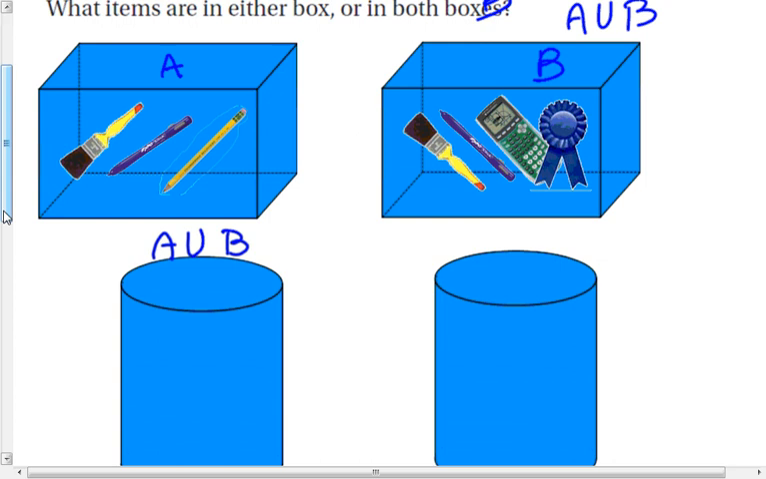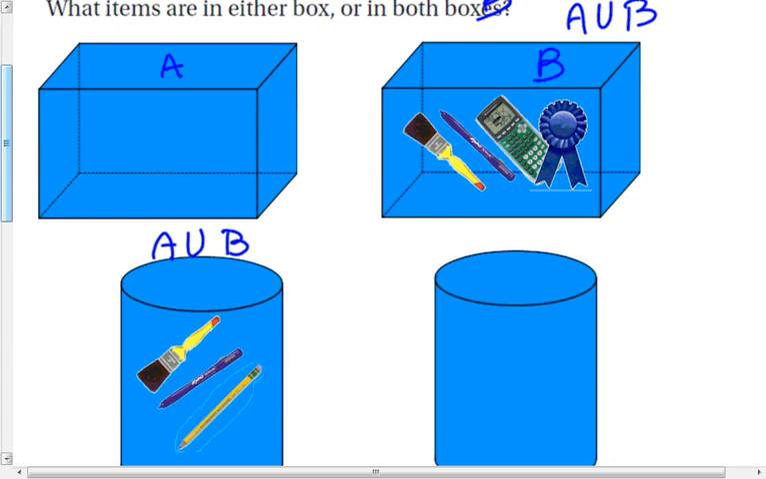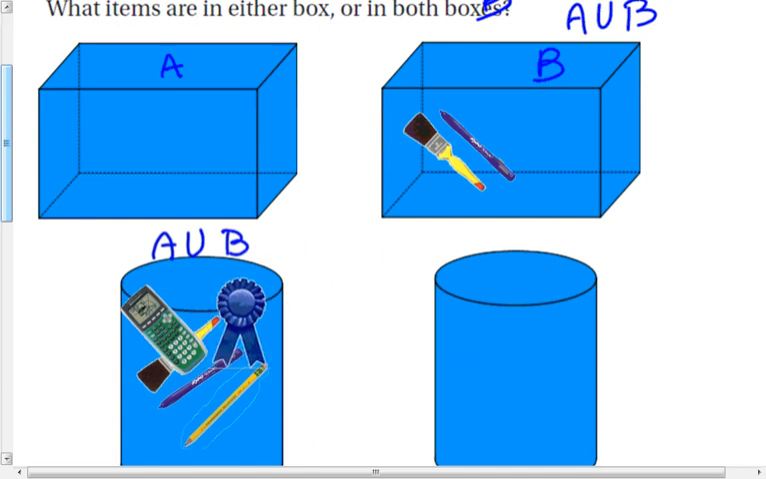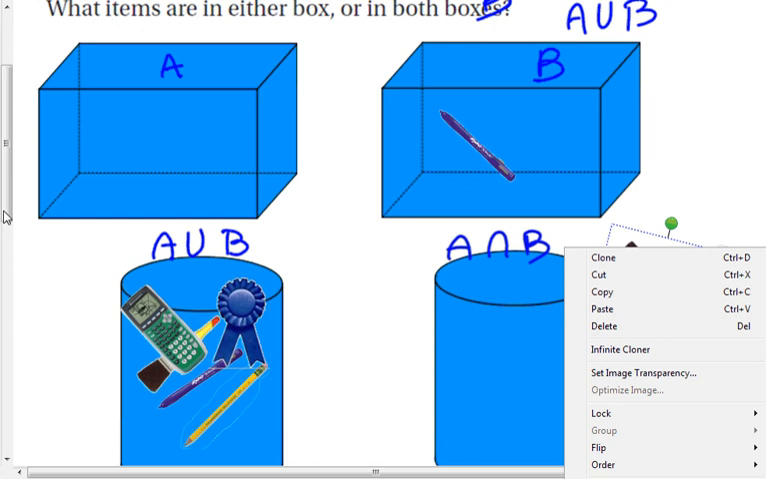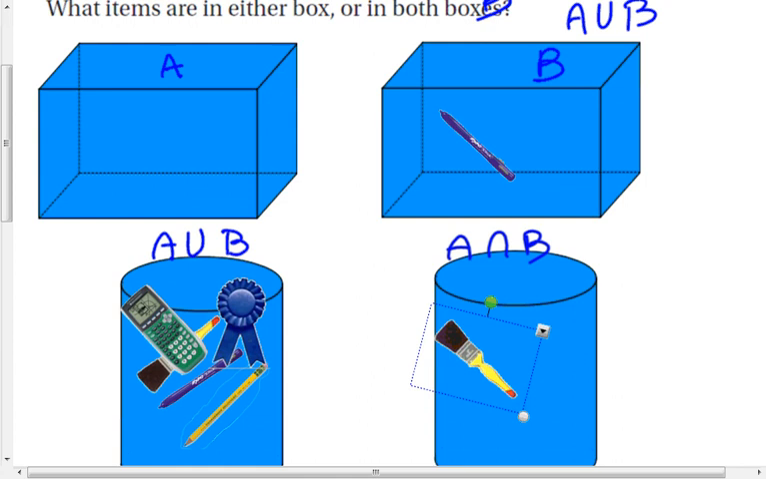So to be in either box, that could be our brush, our marker, our pencil, and then I need to include everything that's in the other box that I don't already have. That would be a calculator and a ribbon. So that's A union B. And then if I do the intersection of both those, so A intersect B, that would be items that are in both boxes, okay? And the things that were in both boxes are the brush and the marker.